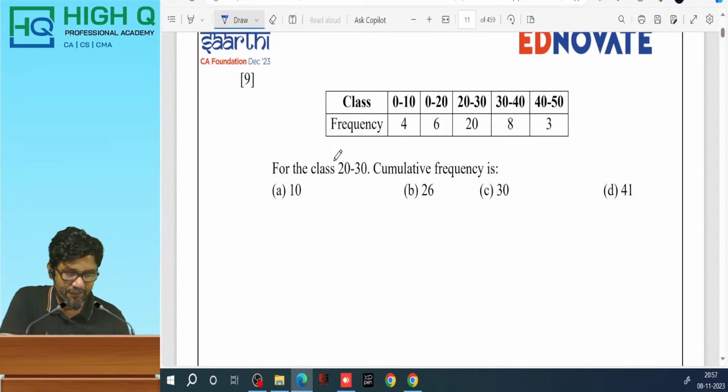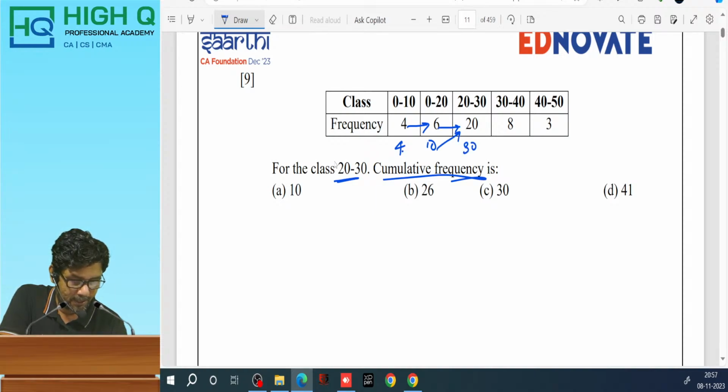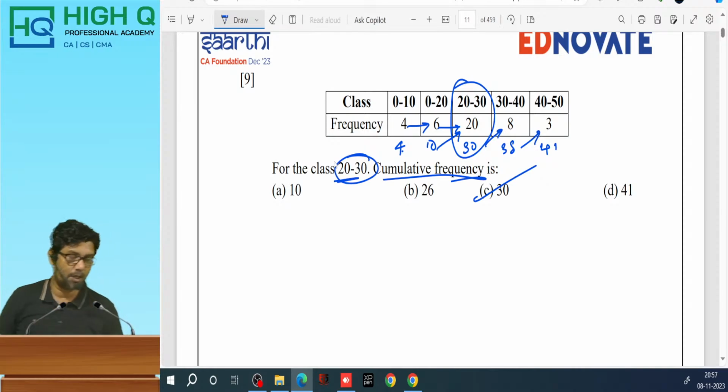Now, a very difficult question. For the class 20 to 30, cumulative frequency is. You know cumulative frequency, right? 4, then 4 plus 6 is 10, 10 plus 20 is 30, 30 plus 8 is 38, 38 plus 3 is 41. This is cumulative frequency. They ask for 20 to 30. What is it, my dear? 30. Very good.